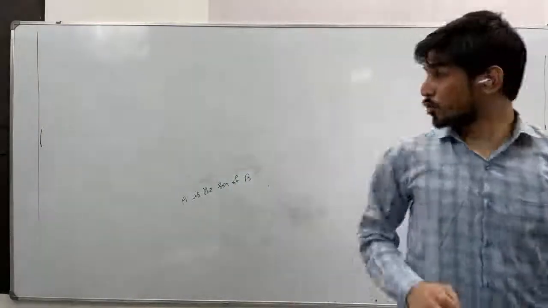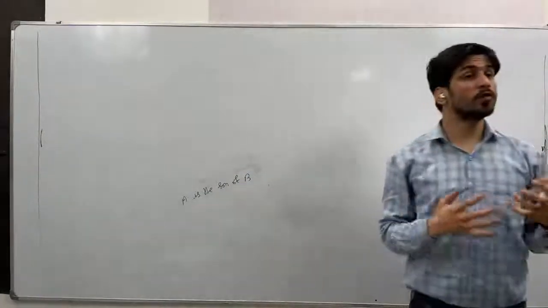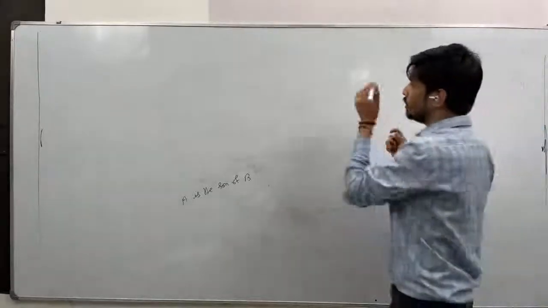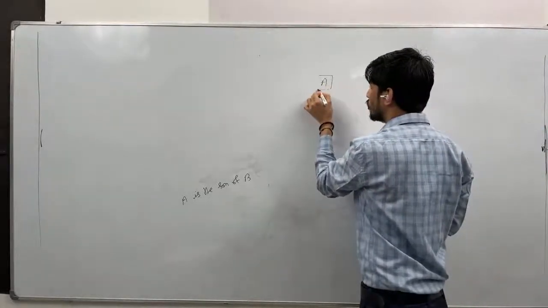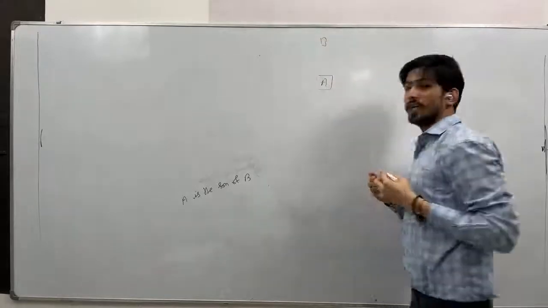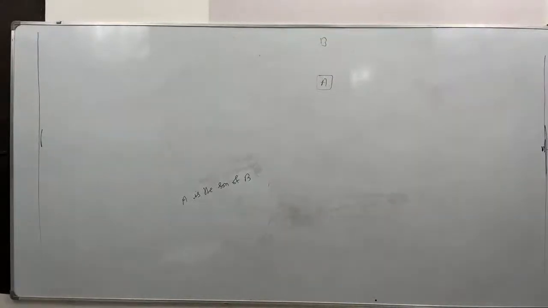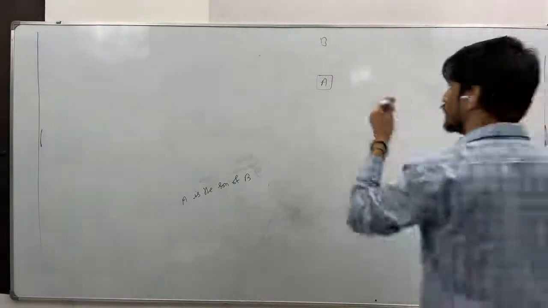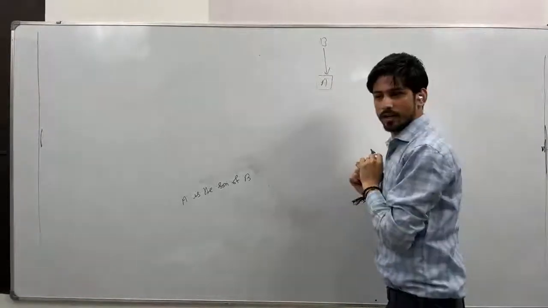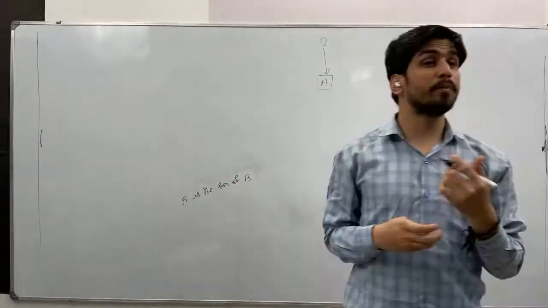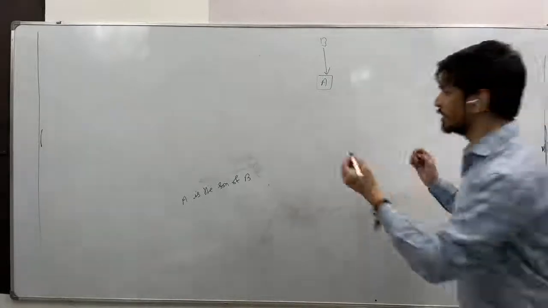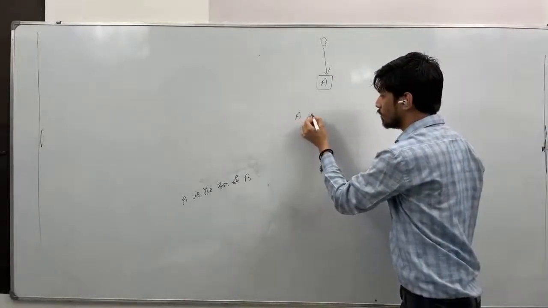Yeah. So we were discussing A is the son of B, right? So here, how will you represent A is the son of B? Which arrow am I supposed to use? Down arrow, up arrow? Down arrow, right? So I'll write something like this. Clear? Next, if I ask you, A is the brother of B, how will you represent this relation?